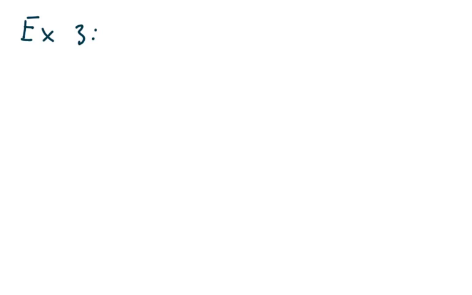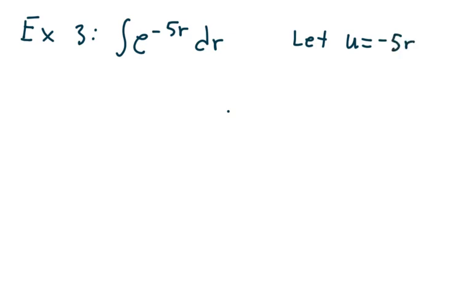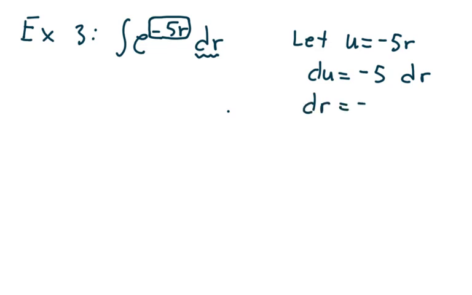Suppose I had the integral of e to the negative 5r dr. So I'm going to let u be negative 5r. du is negative 5 dr. So we have an expression for negative 5r, and we have an expression for dr. Why? Because I can solve for dr by dividing both sides by negative 5. So negative 1/5 du is the same as dr.